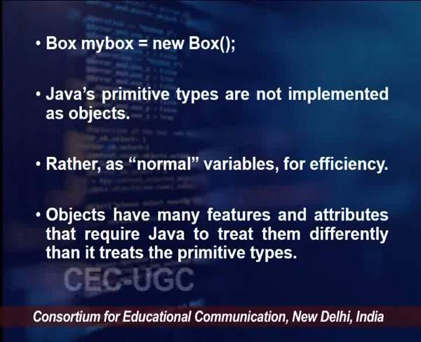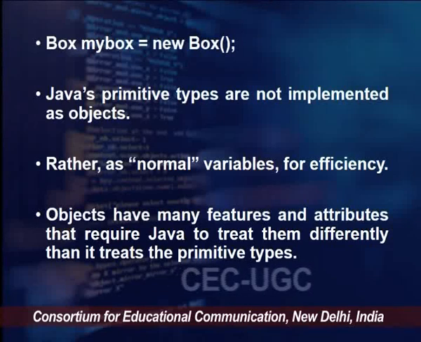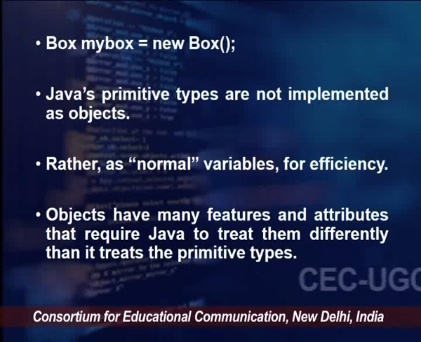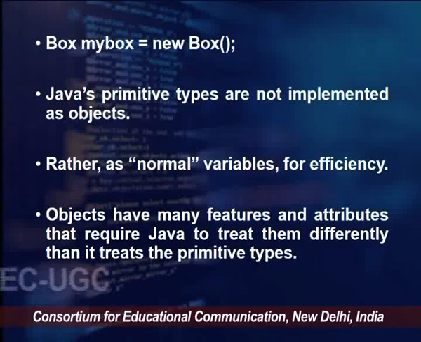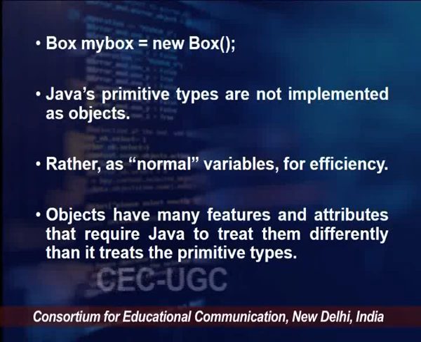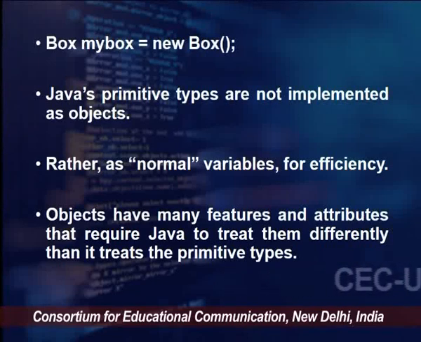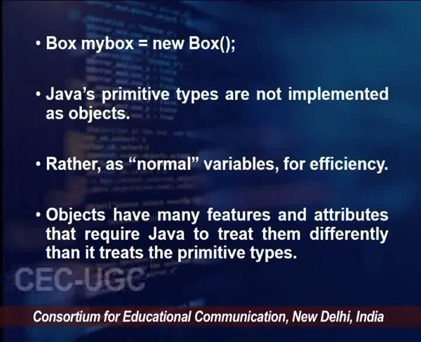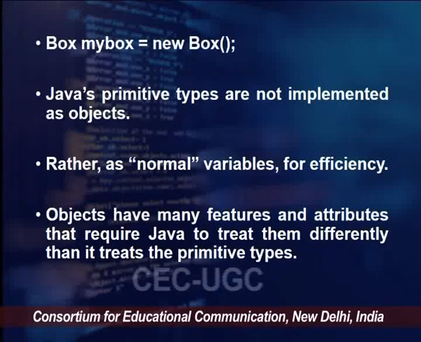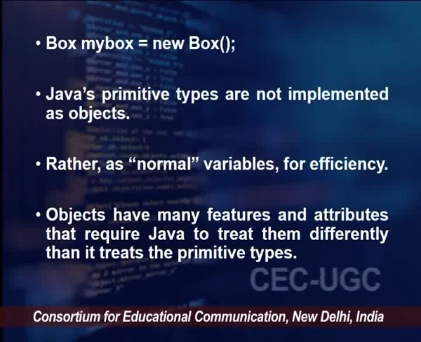myBox is the name of the object, and then = new is the operator for dynamic allocation of memory. We all are aware of that. Then again Box, the name of the class, followed by parenthesis, and this is actually the call of the constructor. This call of constructor I'll be explaining in our upcoming lectures.